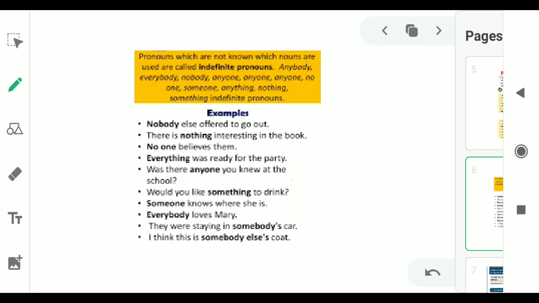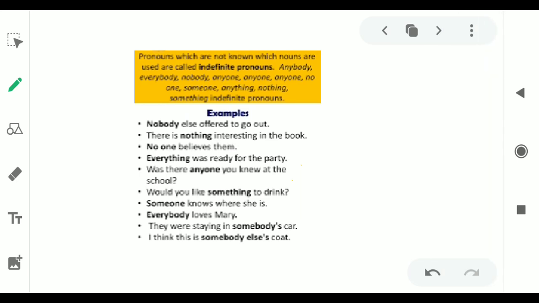Now the second one is the indefinite pronoun. Pronouns for which it is not known which nouns are meant are called indefinite pronouns. Or you can say when you are not sure about the person, name, or number, then we use an indefinite pronoun. Suppose anybody, everybody, nobody, anyone, no one, someone, anything, nothing, something are known as indefinite pronouns.